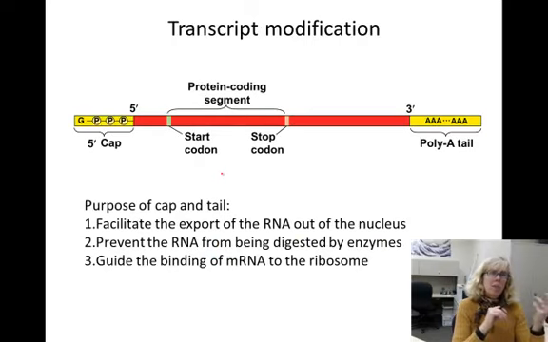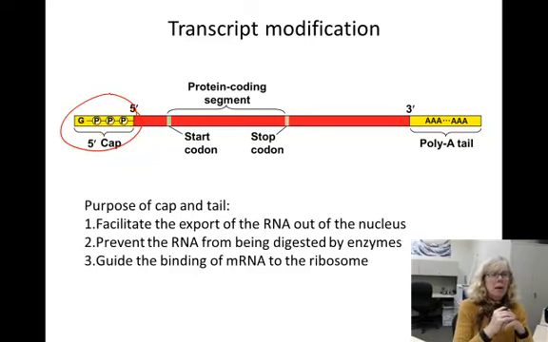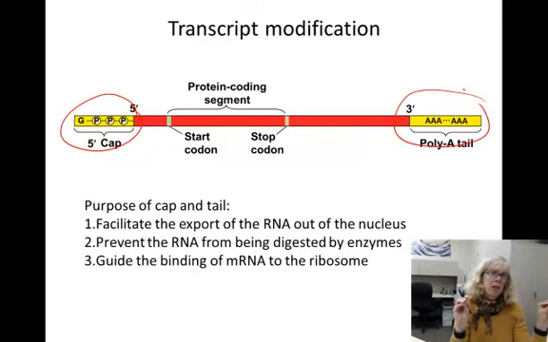Next, the front or 5' end of the mRNA has a modified guanine added, called a cap, and a long series of adenines are added to the end of the mRNA at the 3' end, called a poly-A tail. These new ends seem to serve the following purposes. They facilitate the mRNA out of the nucleus, they prevent the RNA from being digested by enzymes in the cytoplasm, and they guide the binding of the mRNA to the ribosome. Once modification is complete, the transcript is considered to be mature mRNA.